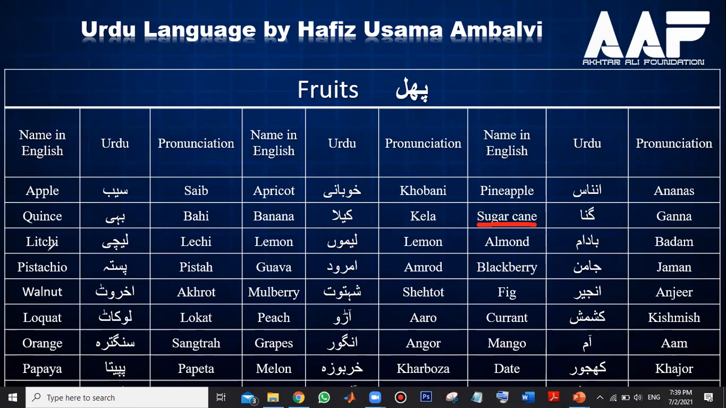And then litchi is the same. And then we have lemon, it's limu. Lemon is also one of those words which are similar in about every language. And for almonds, we say badam.